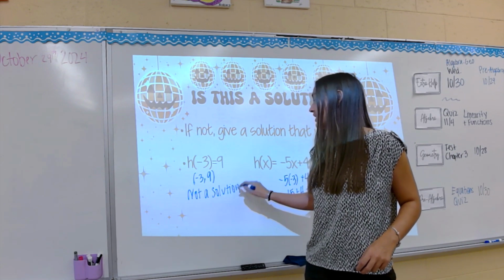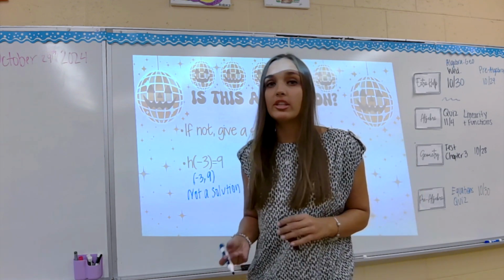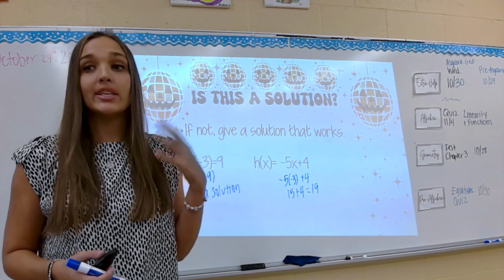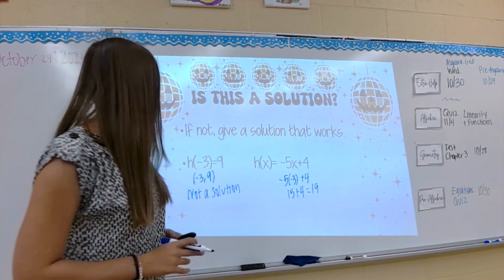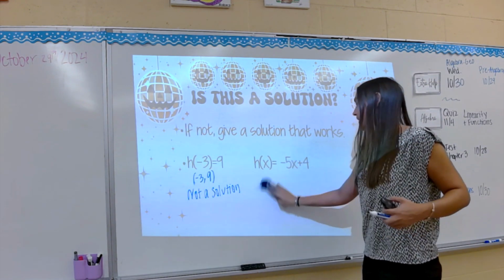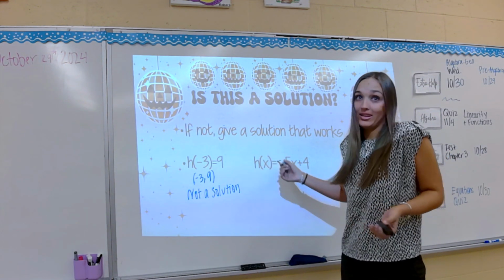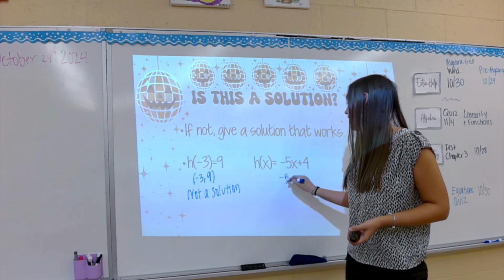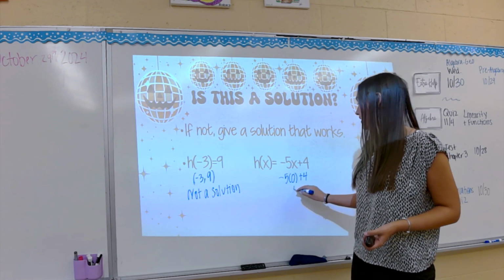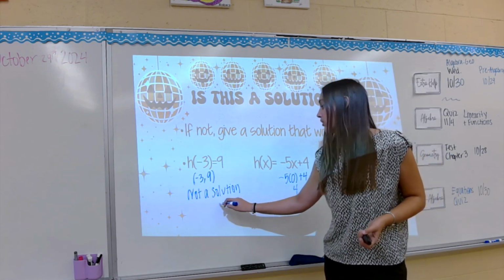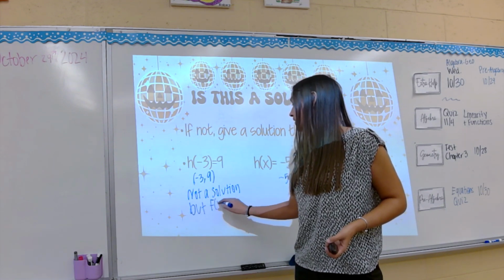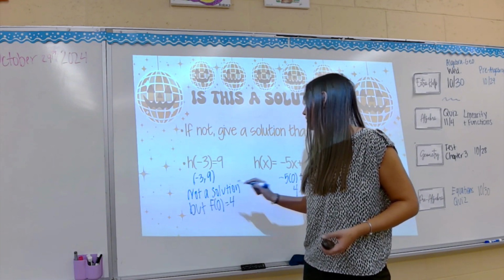However, it asks if it's not a solution to give a solution that works. I personally think the easiest solution to work with is when our x is 0. So I'm going to plug in 0 for x and see what our y becomes. So I get our h of x becomes. I get negative 5 times 0 plus 4. This becomes 0. This stays at 4. So I would say not a solution, but f of 0 equals 4 is.